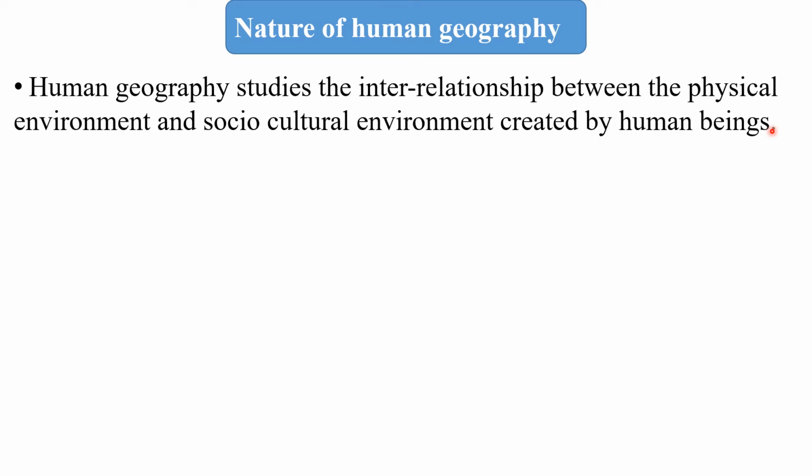Human geography studies the interrelationship between the physical environment and the socio-cultural environment created by human beings. What is the nature of human geography? It means which part is related to human geography. Human geography studies the interrelationship between the physical environment.